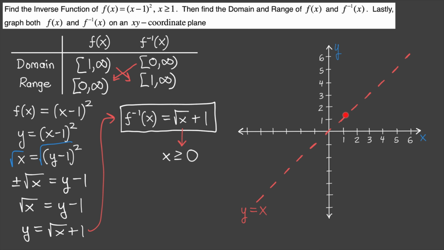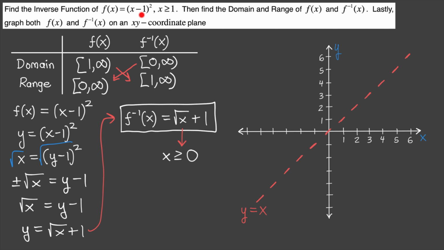Notice I've already included the dashed line y equals x. Now, that's a really important line for inverse functions, because f of x and f inverse are going to be symmetric about this line. So we expect both graphs to be a mirror image across this line. So let's see if that happens.